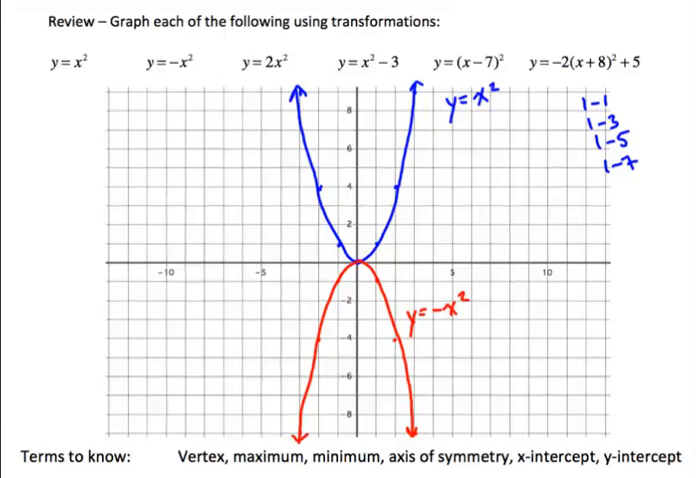If I want to do y is equal to 2x squared, that 2, recall, is a vertical stretch by factor of 2. So instead of going over 1, up 1, I'm going to go over 1, up 2, then over 1, up 6, over 1, up 10. I'm going up by double the amount that I did before. Again, my vertex is at the origin. Over 1, up 2, over 1, up 6, etc. And the same on the other side.